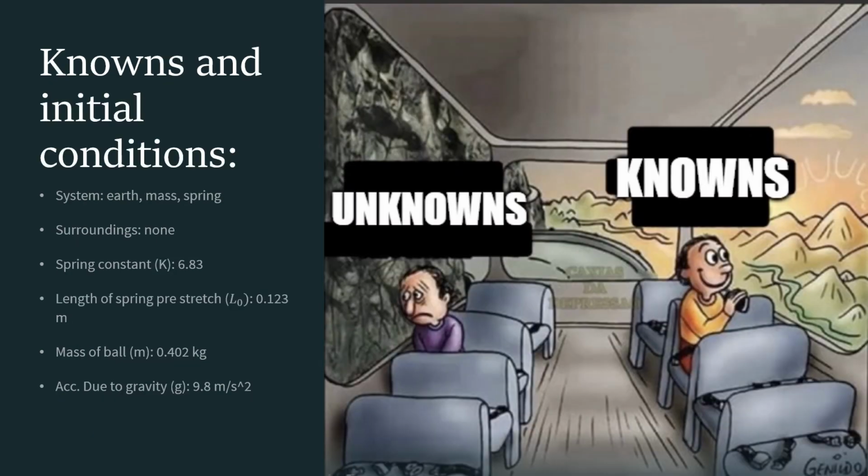Then we also must go through our knowns and initial conditions. Our initial conditions are that our system is just Earth, the mass, and the spring, which allows us to set our surrounding forces to 0, making the energy principle hold true, and since no external forces are acting upon it, our change in energy is equal to 0.